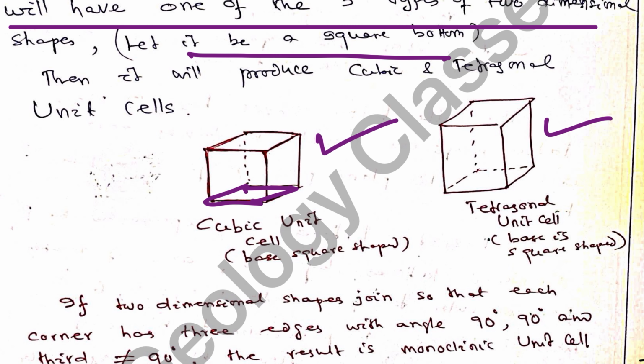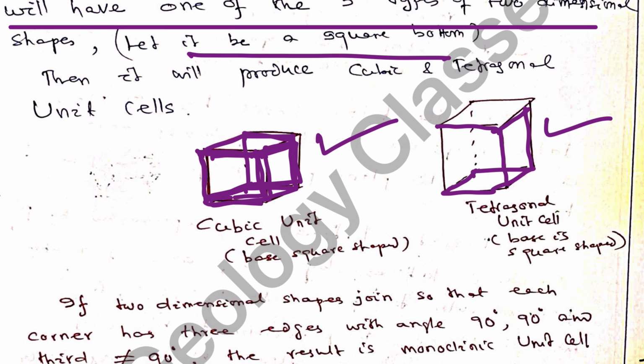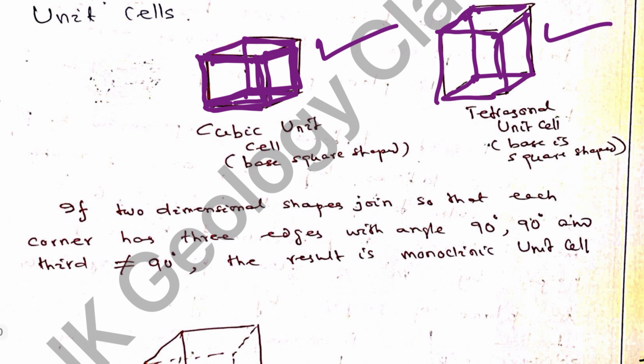a square. So we can think of these cells. It will be a cubic unit cell, all sides having squares, but the bottom is square. If the sides are not square but rectangles, then it will give rise to a tetragonal unit cell, when the base is square type.